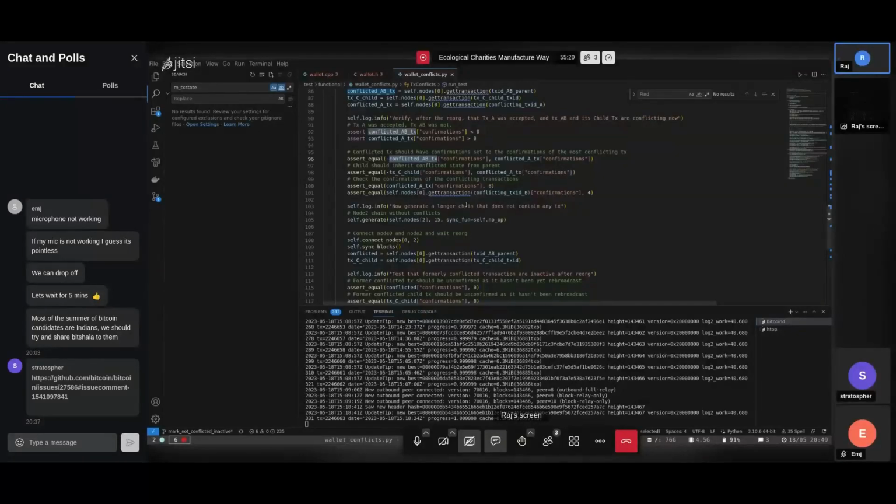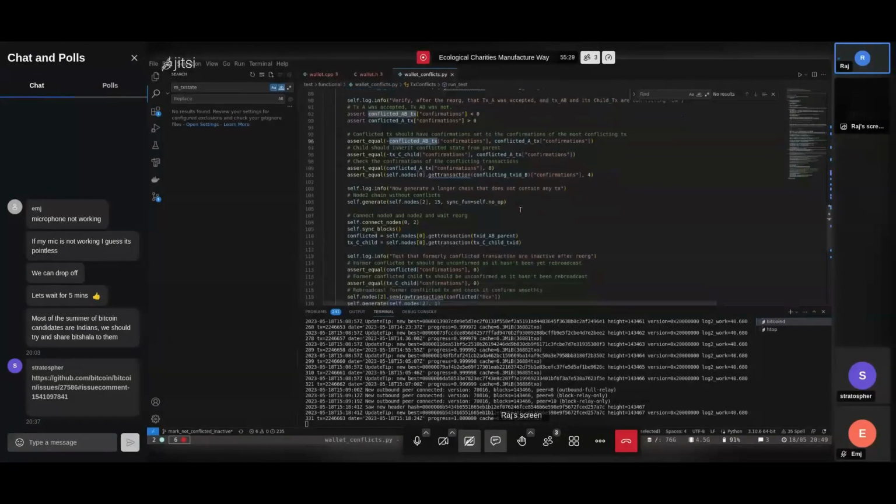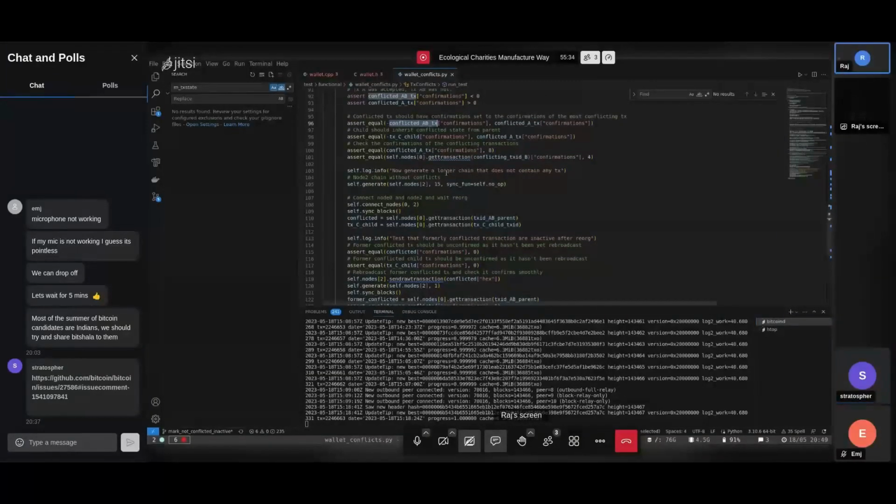It means transaction AB is conflicting with a transaction that is 10 blocks deep from the tip of the blockchain right now. Oh, interesting. I didn't know that. Yeah.